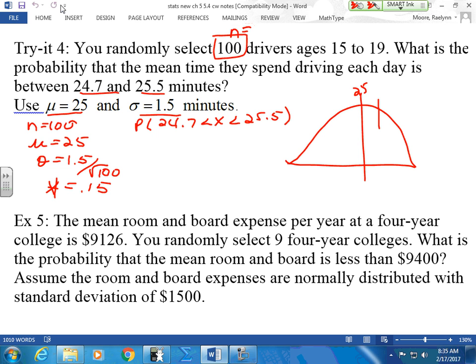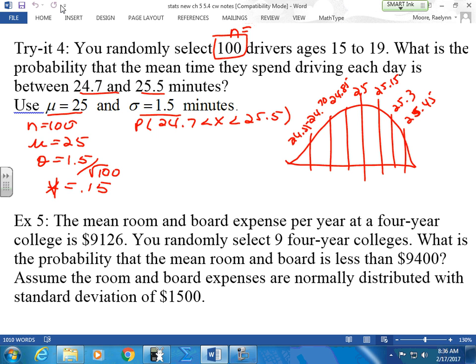So I start at 25, and I add 0.15, 25.15, 25.3, 25.45, and then subtract: 24.85, 24.70, and 24.55. So I want between 24.7, which is right here, right at that line, and 25.5, which is after this. Look at the amount of my curve that I want.